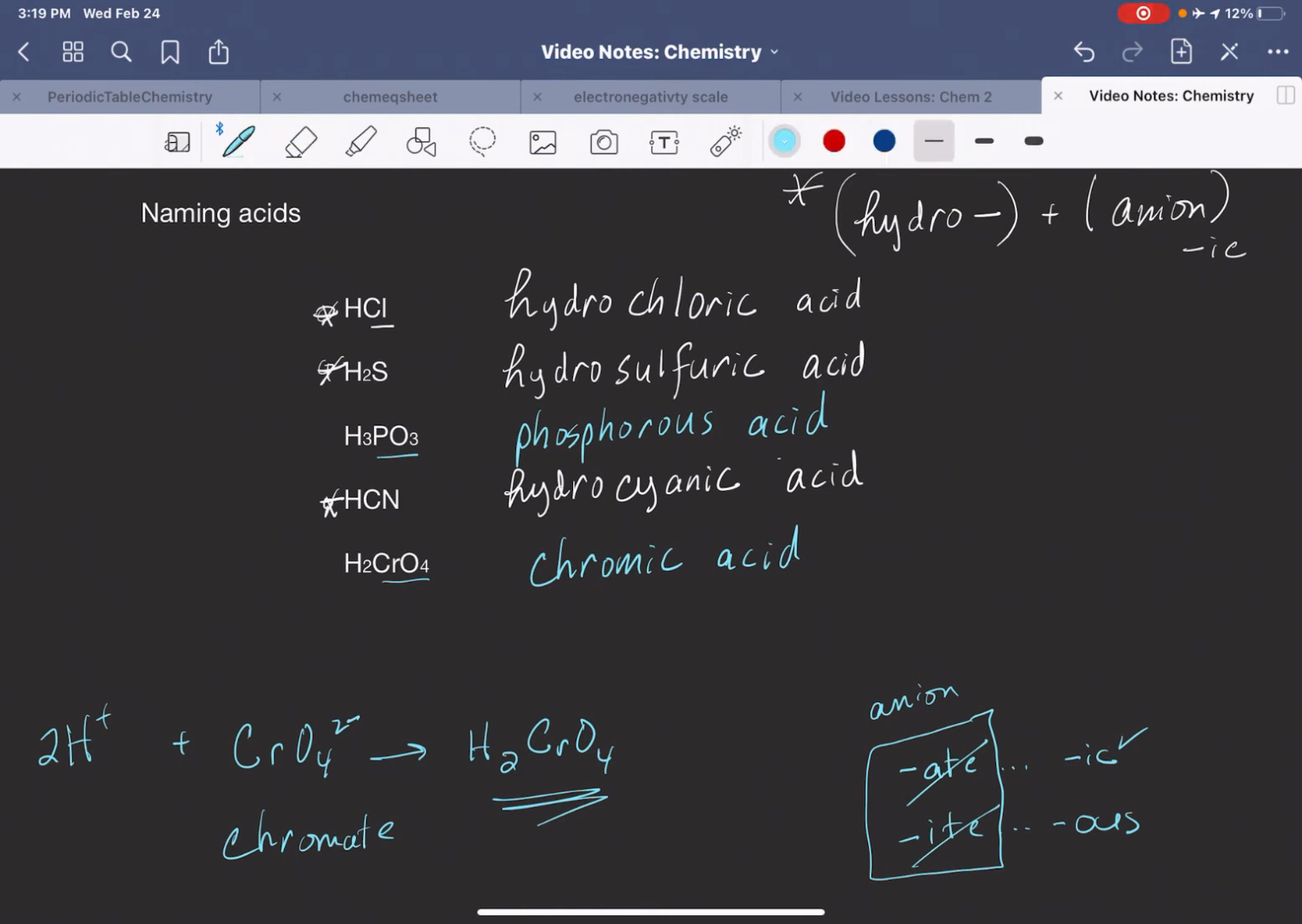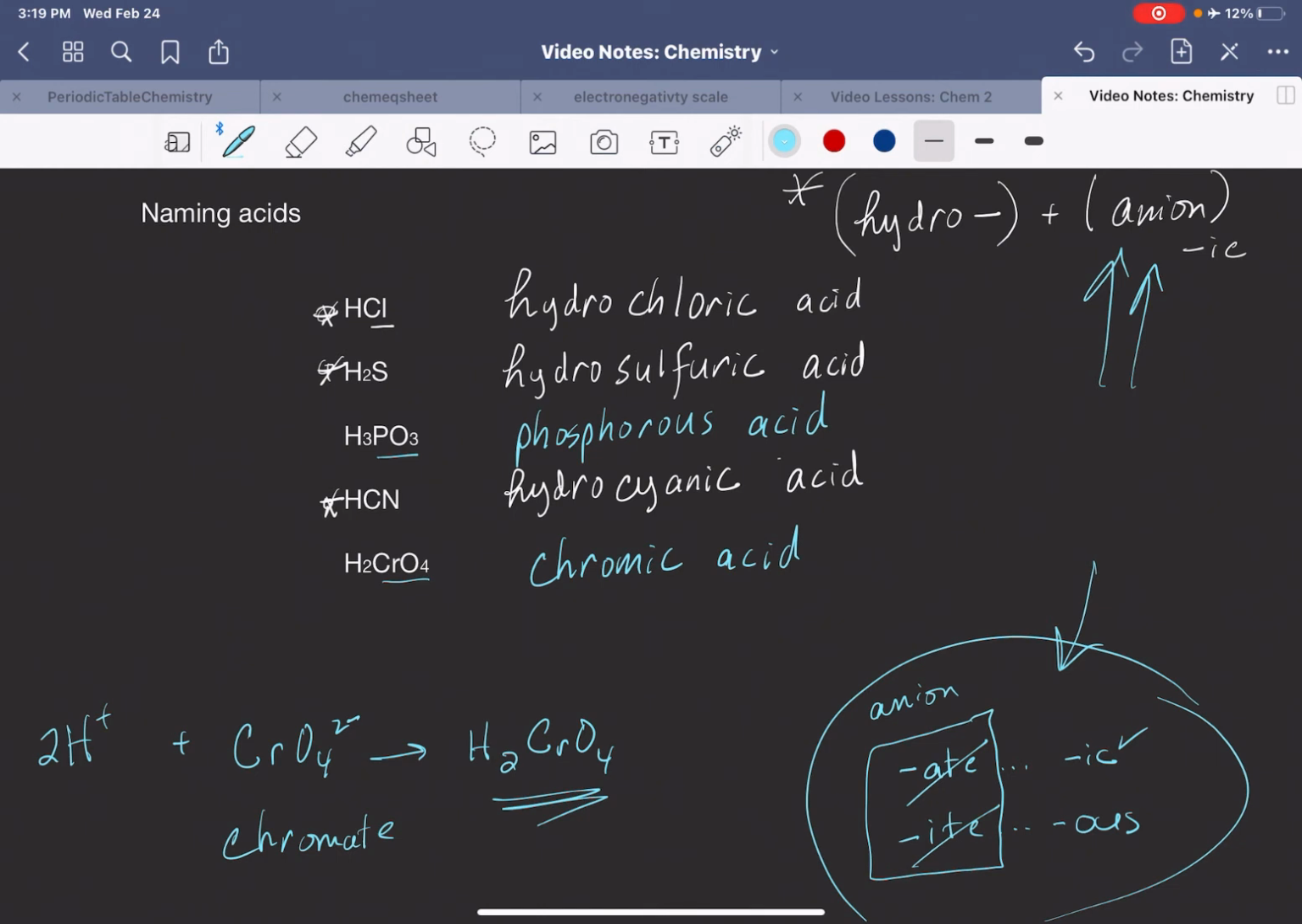You're either going to have this rule or you're going to have this rule when it comes to naming your acid. So the question is, does it contain oxygen? If it does, you're using this set of rules. Does it not contain oxygen? Then you're using this set of rules. That's pretty basic and straightforward.